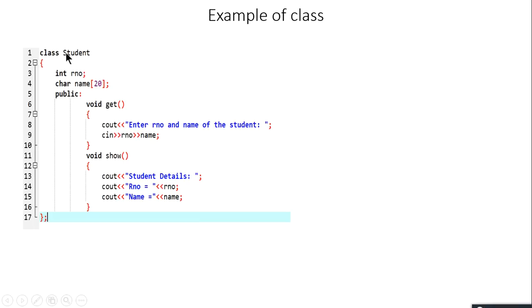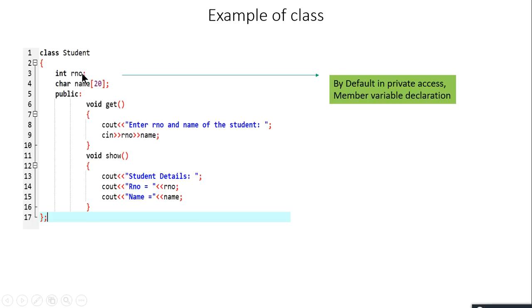So I have created a class student. Now from second line to 17th line is the block inside the class, and all the attributes of the class student, like roll number and name variables, I have placed here. And the behavior of the class, that is reading a value of a student or displaying the value of a student, is done in two functions: get to read the values and show to write the values.